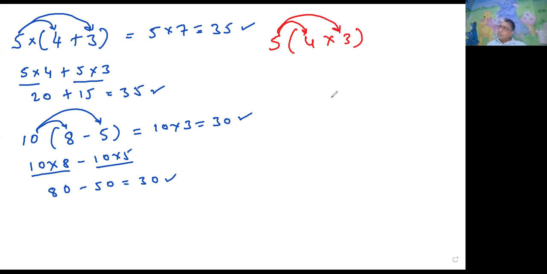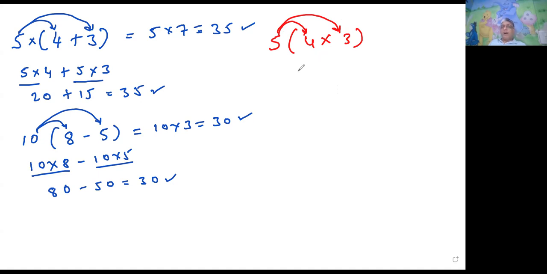5 into 4 plus 5 into 3? No, beta, it is a multiplication. It is not plus. I said into. It is a multiplication, beta. 5 into 4, times 5 into 3, 20 into 15. Very good.